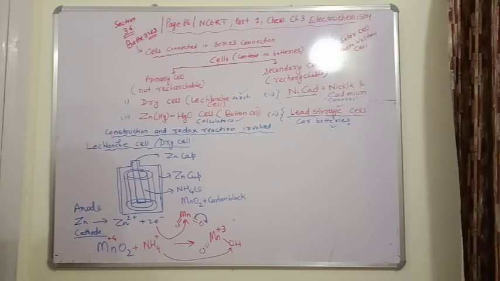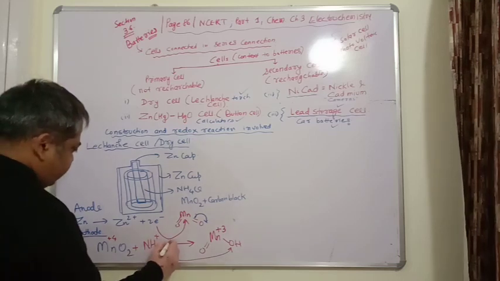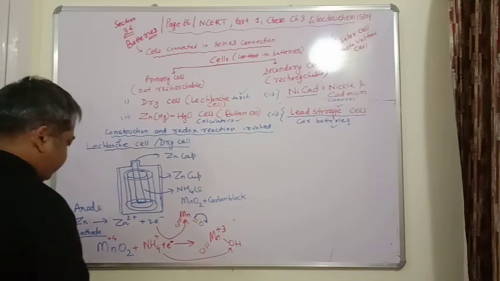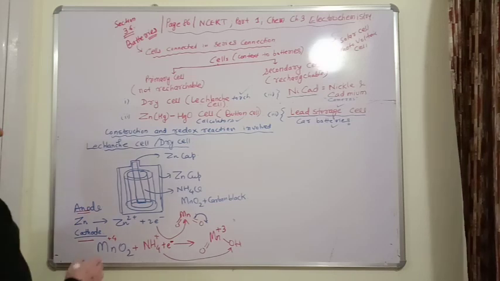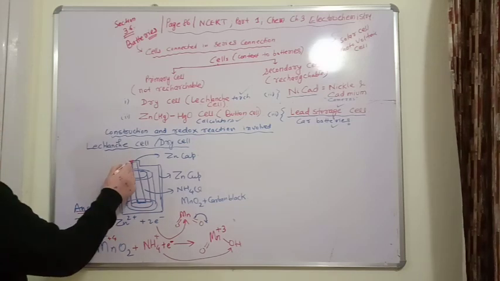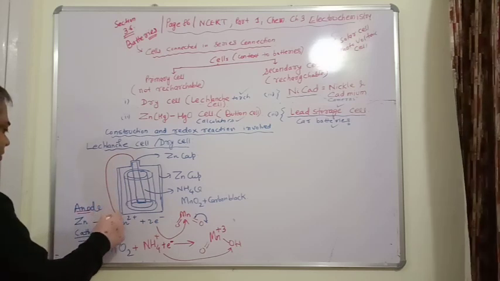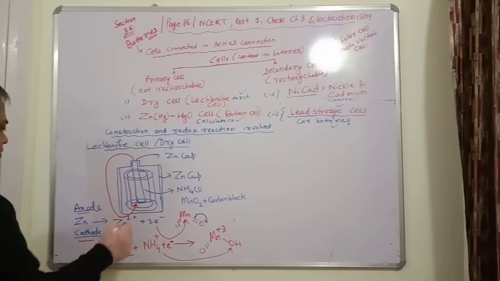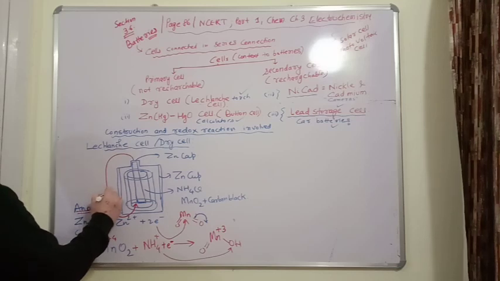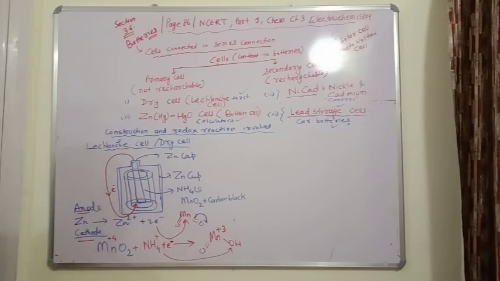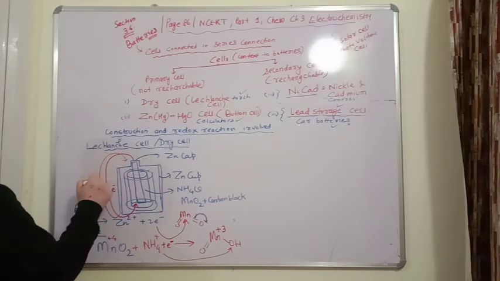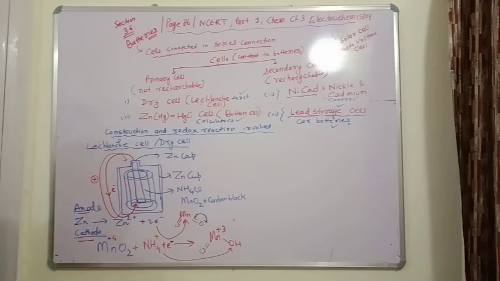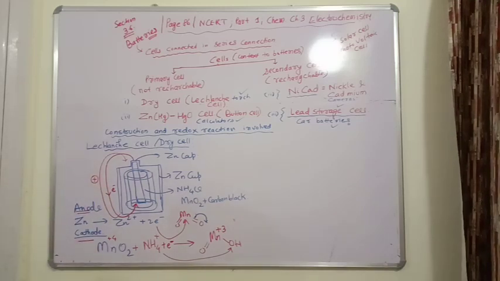So in this way gain and loss of electron takes place. Here gain of electron takes place and here loss of electron takes place. So this is cathode and this is anode. Due to this gain and loss of electron, electricity is produced. Electron is lost by zinc and it is gained by Mn. If this is the direction of flow of electron, then the direction of flow of current will be just the opposite. So this is how Leclanché cell works.